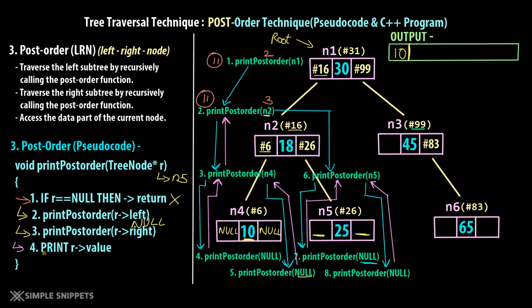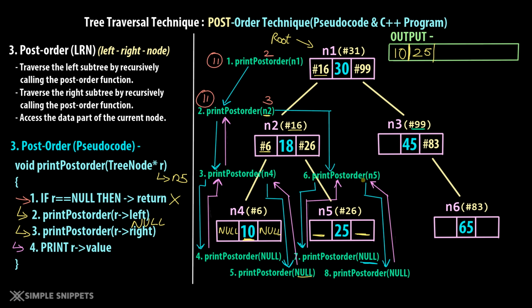At step 4 we have nothing but print r of value. Now r over here is nothing but n5 in the 6th print post order call, right? So n5's value is nothing but 25, and at step 4 we are printing that value of 25. And once you do that, you are done with this 6th print post order function, because all 4 steps inside the 6th print post order are done. So after printing, you can go back to the calling function.